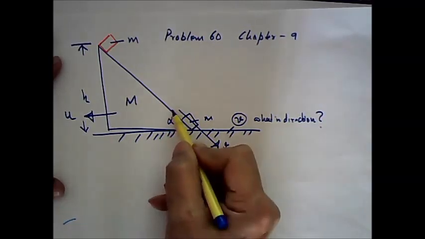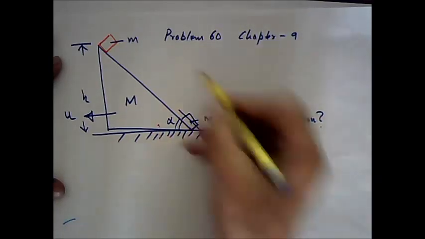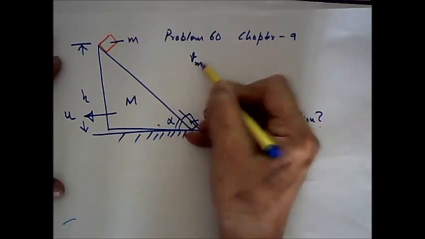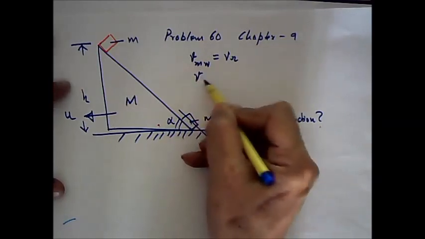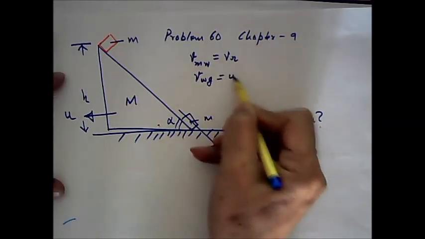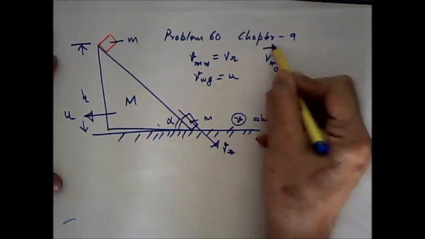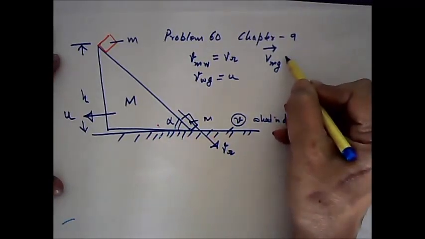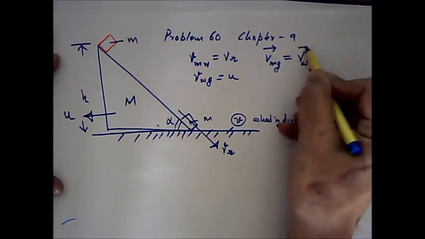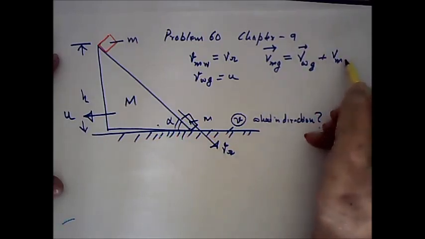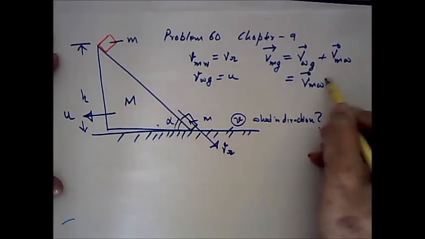Mass m is moving on this block. The velocity of mass m relative to the wedge, or V mass with respect to wedge, is equal to Vr, and let's say V wedge with respect to ground is U. V mass with respect to ground, this is what we want to know for energy conservation. V mass with respect to ground is equal to V wedge with respect to ground plus V mass with respect to wedge. Or I will write it like this: V mass with respect to wedge plus V wedge with respect to ground.